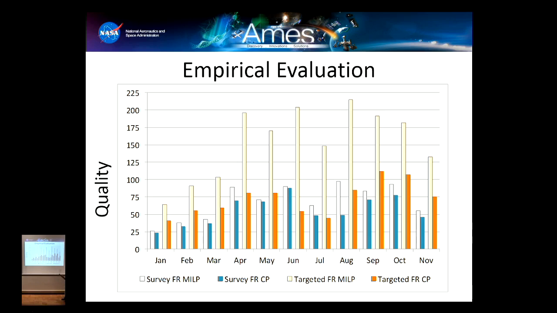But as you can see, basically, for the most part, the mixed integer linear programming solver is doing a little bit better than the CP solver. In the wintertime, the difference is not so profound. In the spring and summer, the difference is much more profound on those survey problems. And you see the same pattern, although the differences are quite a bit larger on those targeted science problems where you have twice as much work to do. So, MILP solver good, CP solver bad. That's for the filter radiometer instrument.